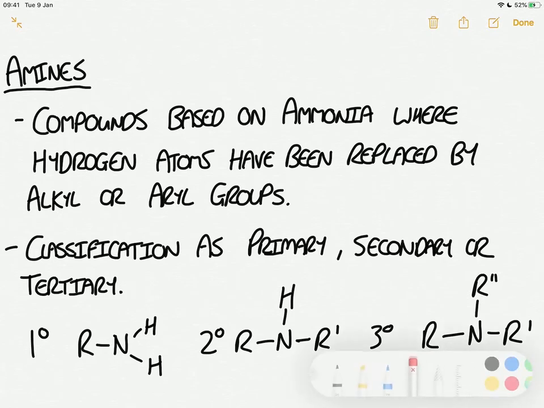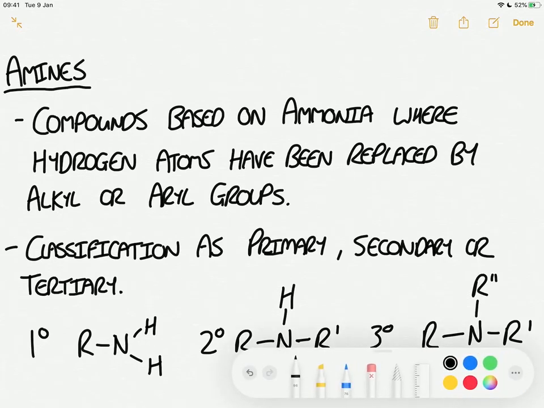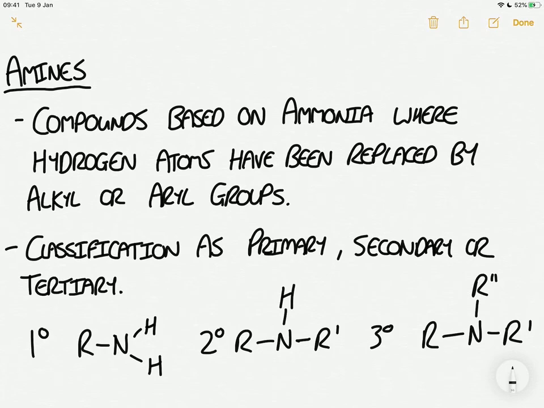So, amines, like a lot of organic functional groups, can be classified as primary, secondary or tertiary. The way that this works has to do with the number of carbon atoms that the nitrogen itself is attached to. So a primary amine has 1 carbon atom in place of a hydrogen, if we're thinking about them as being derived from ammonia, if you like. A secondary amine has 2 carbon atoms, and a tertiary amine has 3 carbon atoms attached to the nitrogen.